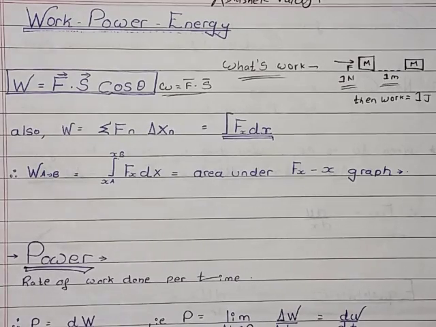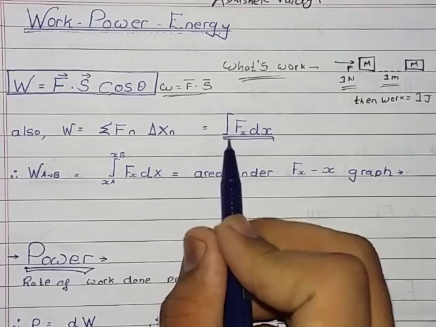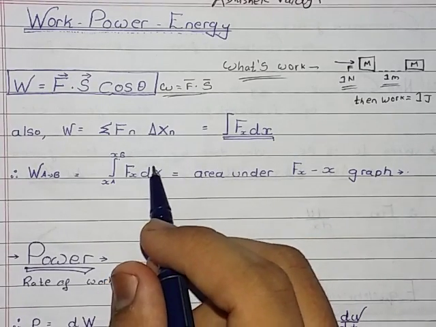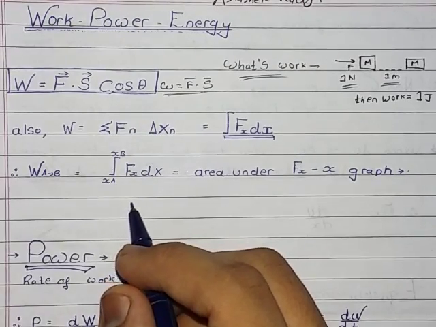So let me tell you, another formula of work is the summation of Fn times delta xn, where x is the displacement, or the integral of F(x) dx. I hope you know the formulas of integration. If not, I'll make another video on that.